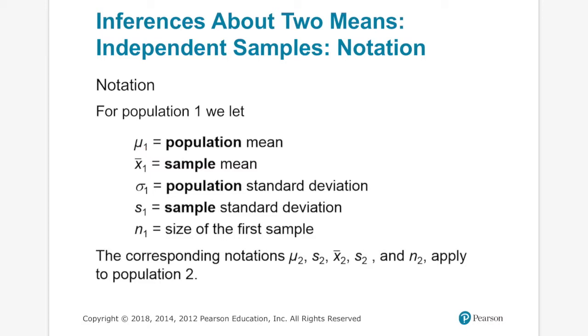Mu1 is the population mean, x bar 1 is the sample mean, sigma 1 is the population standard deviation, s1 is the sample standard deviation, and n1 is the sample size for the first sample. The corresponding notation mu2, x bar 2, sigma 2, s2, and n2 applies to population 2.